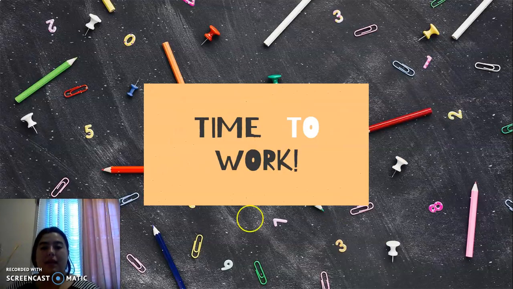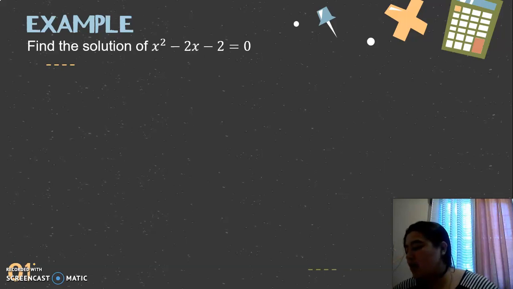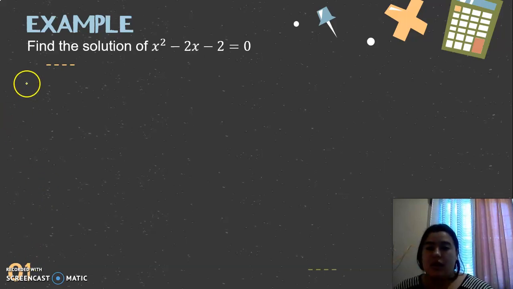The first example that we have is: find the solution of x² − 2x − 2 = 0. The first step we have to do is identify the coefficients of the quadratic equation. So we have to find a, b, and c. This is a, this is b, and this is c.